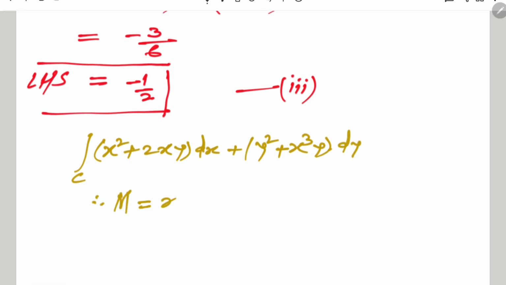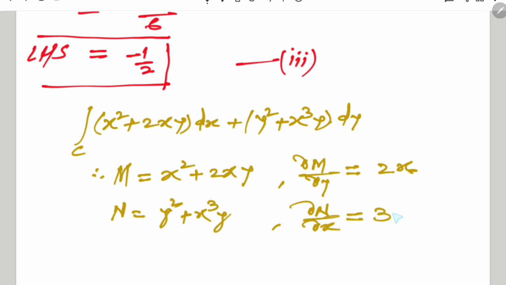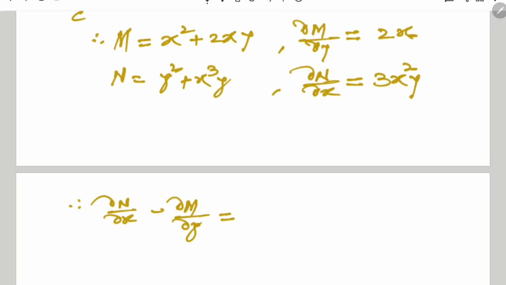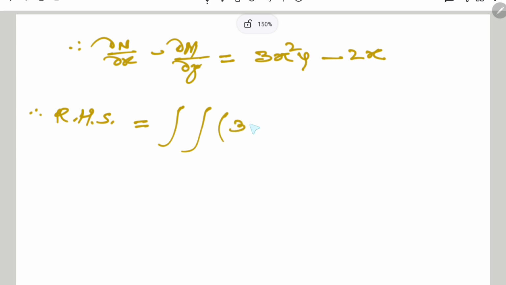Then here half part is completed. Then we have to find the value of the right hand side by performing that double integration. Here line integration of x square plus 2xy into dx plus y square plus x cube y into dy. Comparing with m dx plus n dy, we get the value of m as x square plus 2xy. Differentiating it with respect to y, keeping x constant, we get its value as 2x. N is the coefficient of dy, y square plus x cube y. Differentiating that n with respect to x, keeping y constant, we get 3x square y.